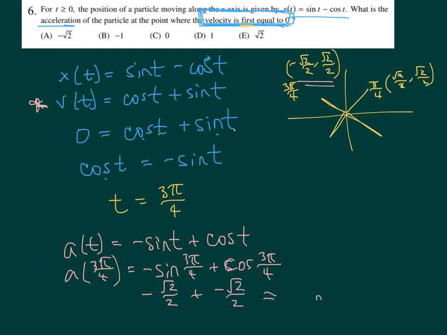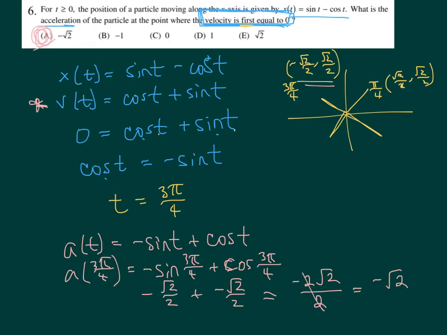Well, we have the same denominator, so we keep the denominator. Negative root 2 plus negative root 2 would be negative 2 root 2. The 2's here are going to cancel, the whole number 2's, and so we end up with negative square root of 2 as our answer, which is choice A.